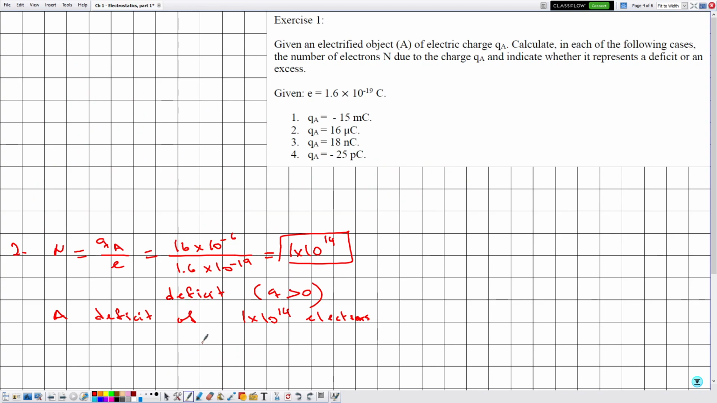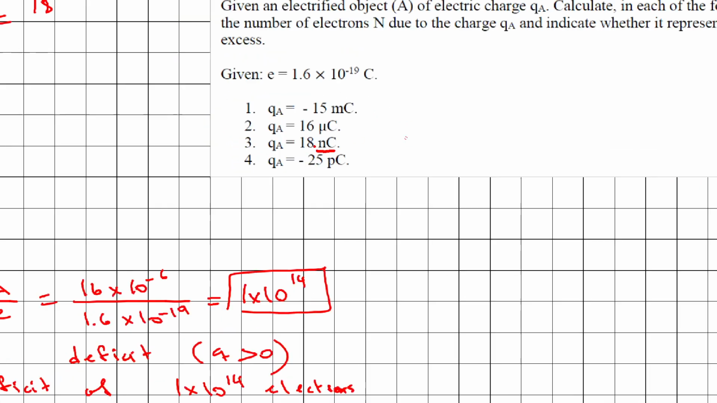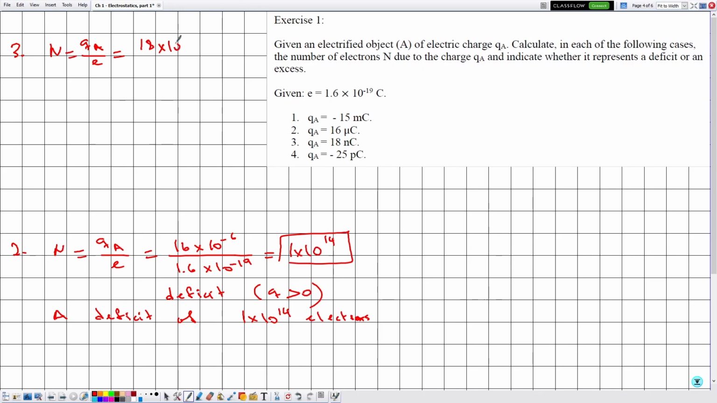And now as for number 3, the charge is given as 18 nanocoulombs, and N is given by Q_A divided by e. Now 18 n, where n refers to 10 to the power minus 9, divided by the elementary charge, which is 1.6 times 10 to the power minus 19. Plugging this fraction into the calculator, this gives 1.125 times 10 to the power 11.